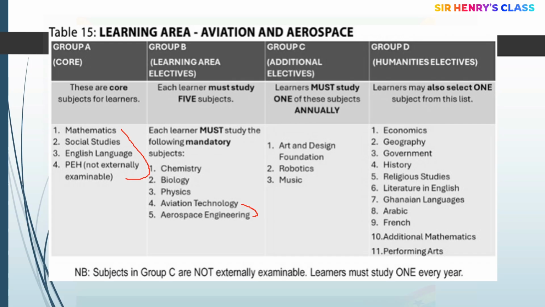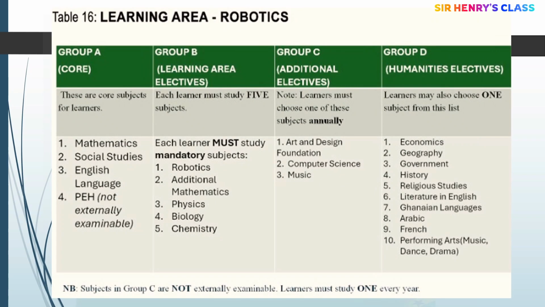If you want to do robotics itself, then for robotics, you are going to do your 4 core subjects, don't forget. Then 5 electives, where we have robotics, additional maths, physics, biology, chemistry. We have the art and design, you choose 1, study for the year. Humanities, you choose 1, you study.